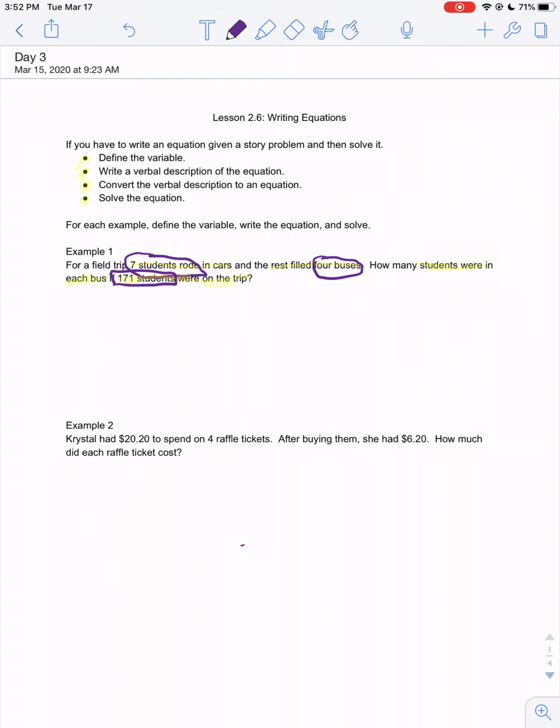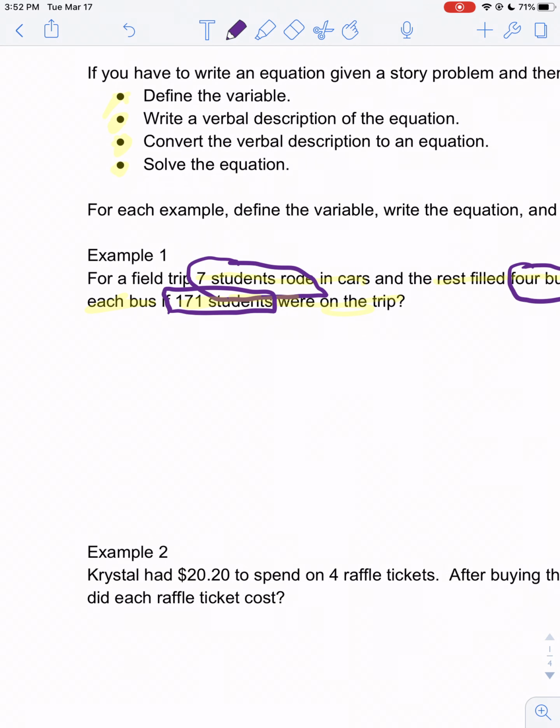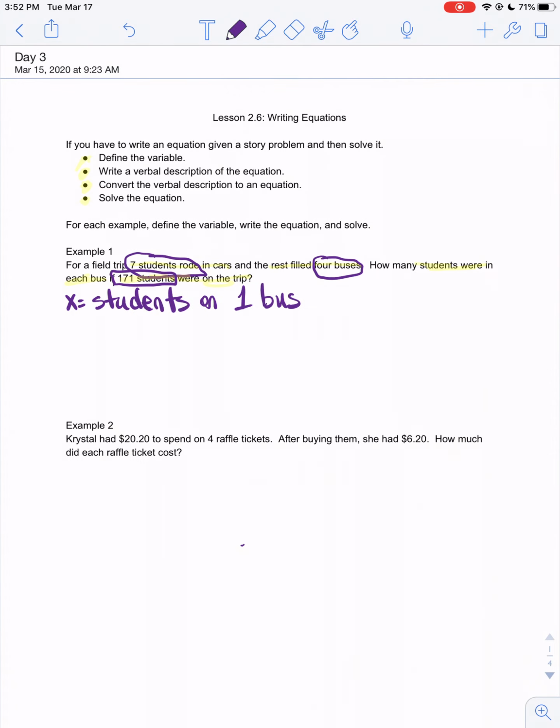Now I need to ask myself, what do I not know? That would be how many students were in each bus. So I'm going to say X equals students on one bus. Then I need to think about what's really happening in the story problem. I have people in cars plus my 4 buses, and that equals my total people. So how does that translate into an equation?